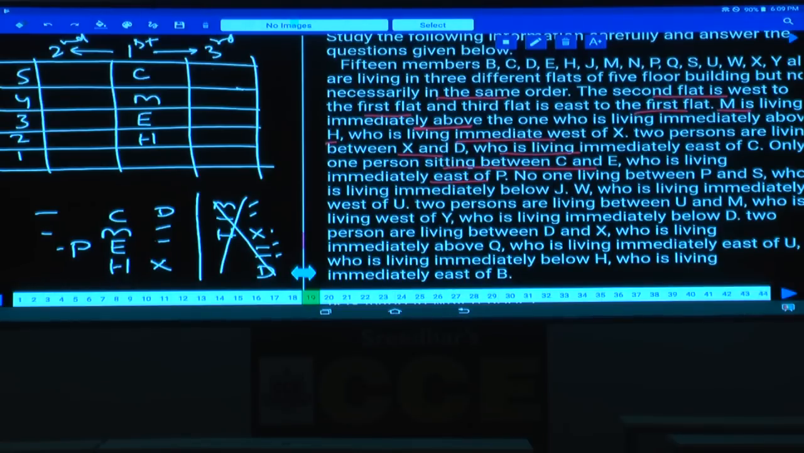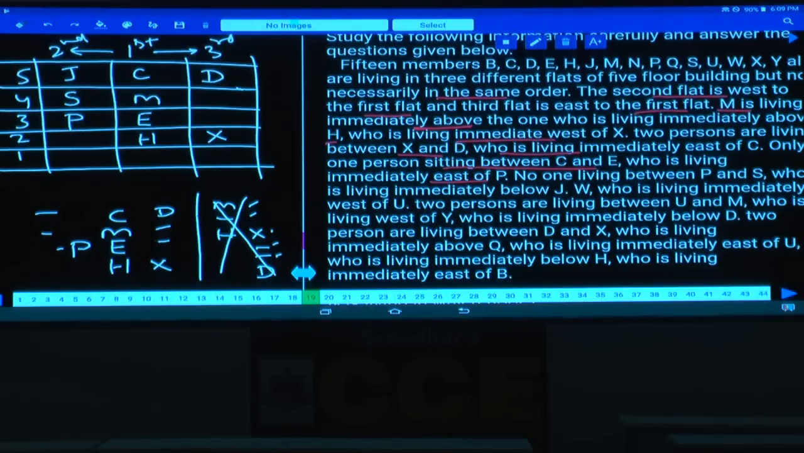Now in this one, C, M, E, H. Immediate right hand side of C is D, isn't it? Next one, there are two persons in between these two, X must be here. If X is here, P must be here. Done with this one? Now this is one other possibility. Then no one living between P and S. As there is no one living between P and S, S is living immediately below J. S is here and J must be here, isn't it?